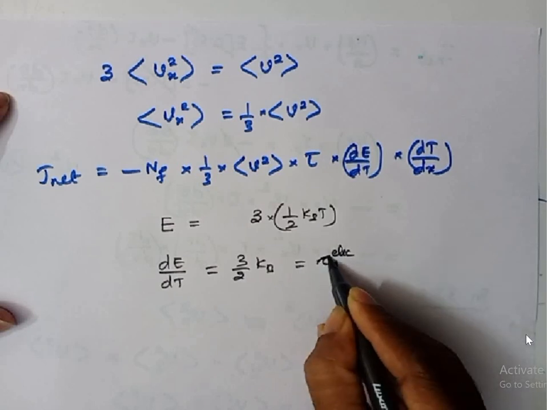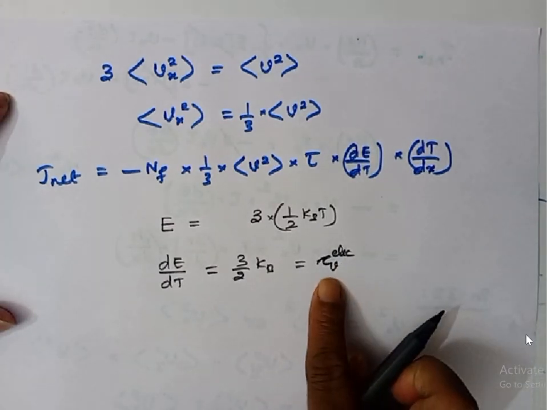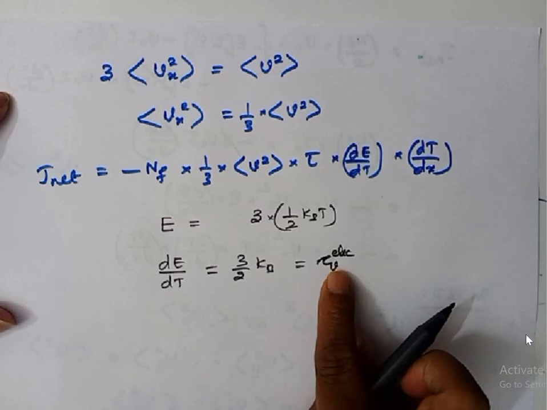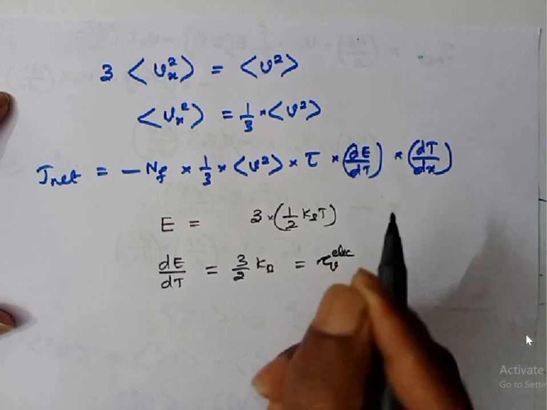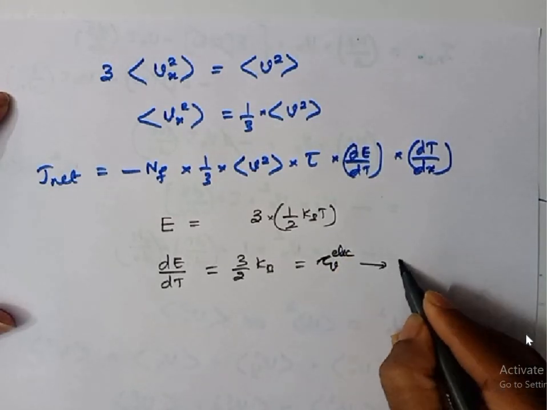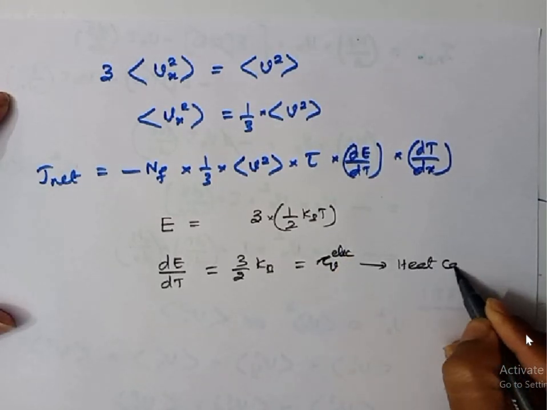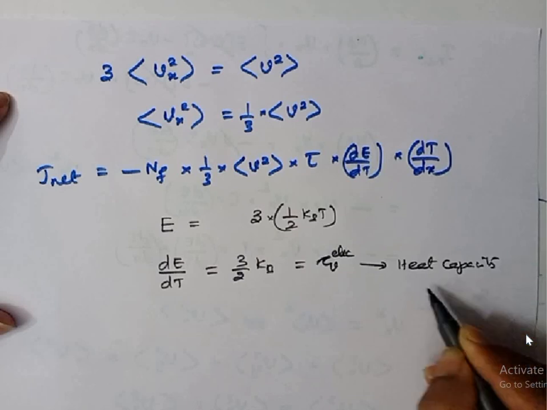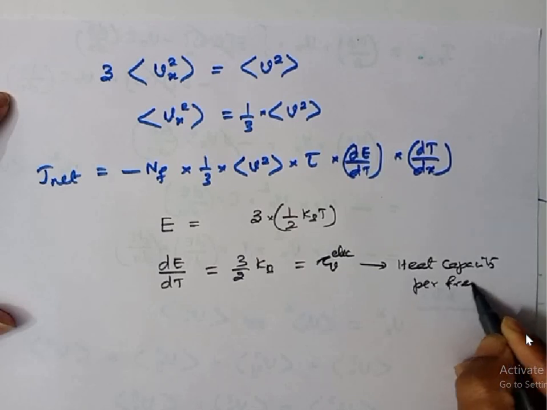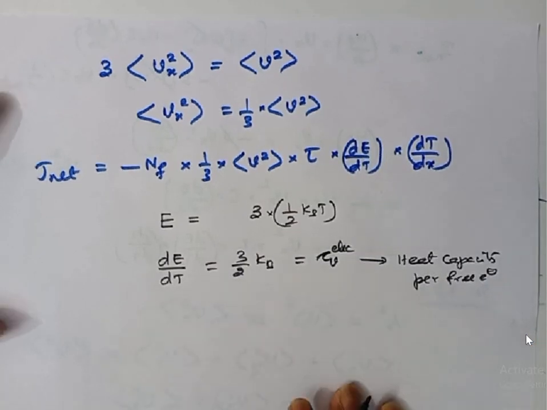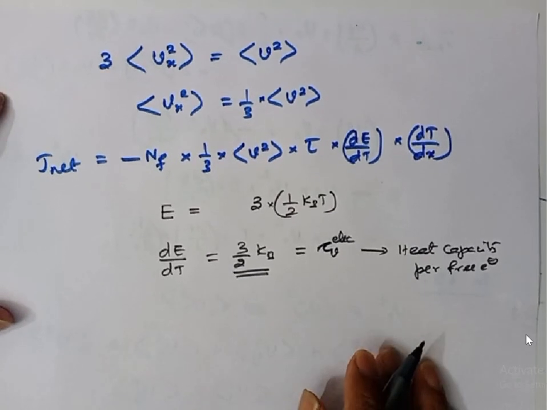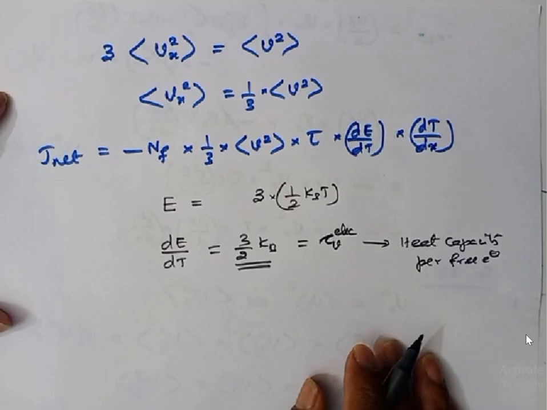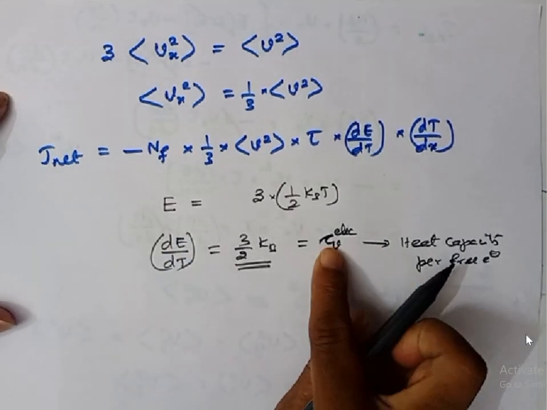electronic. I'll put a small c here. This represents the heat capacity per electron. Okay, it is nothing but the heat capacity per free electron, for one free electron, which is nothing but 3 by 2 kB. So keep this point in mind, very, very important. So dE by dT is nothing but c_V.